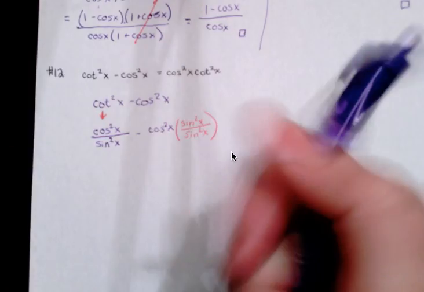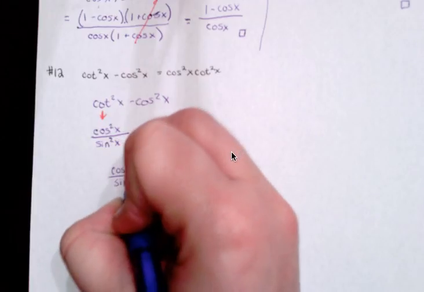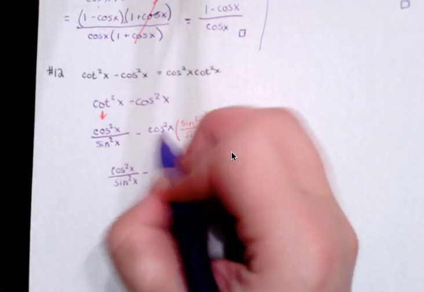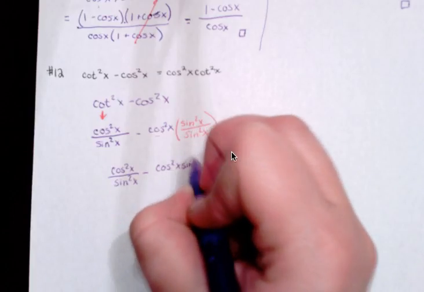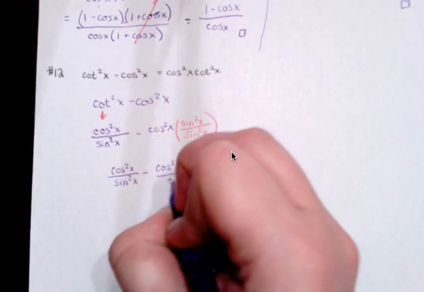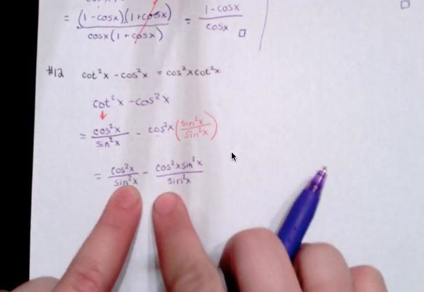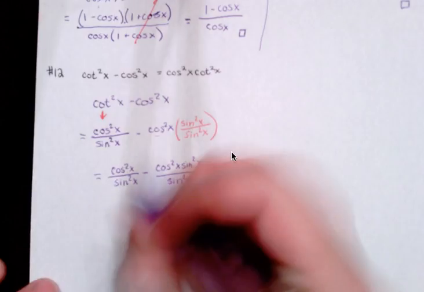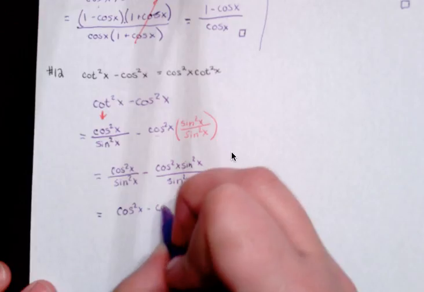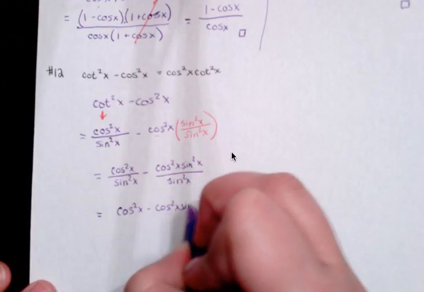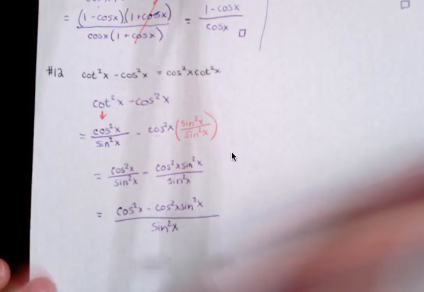So then I'm left with what I originally had, cosine squared over sine squared, minus cosine squared x, sine squared x, over sine squared. Now, since they have the same bottom and they're fractions, I can now just subtract. So I get cosine squared x minus cosine squared x, sine squared x, all over sine squared x.